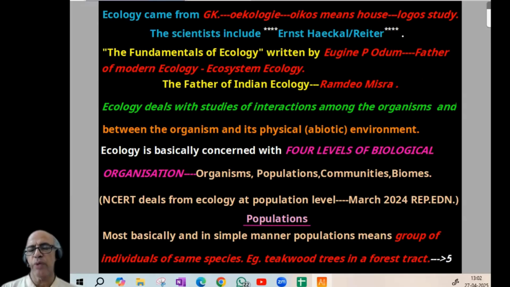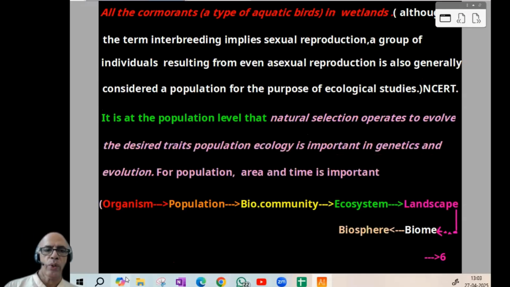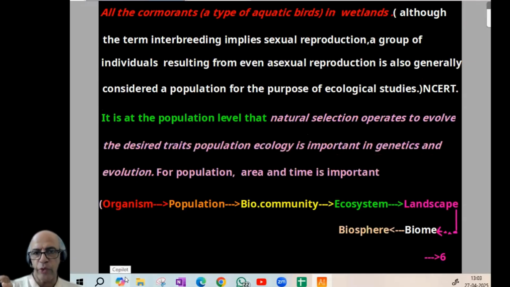Typical example is wood trees in a forest tract. Then another beautiful example given is all the cormorants. Cormorants are a type of aquatic birds in wetlands. Now here a clarification NCERT tried to give: although the term interbreeding implies sexual reproduction, a group of individuals resulting even from asexual reproduction is also generally considered a population for the purpose of ecological study. That we should keep in mind.